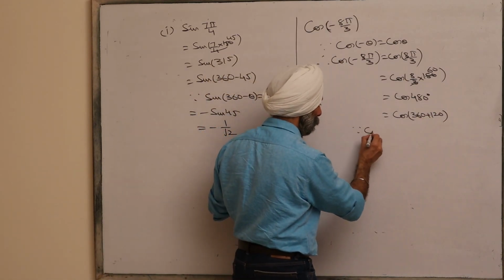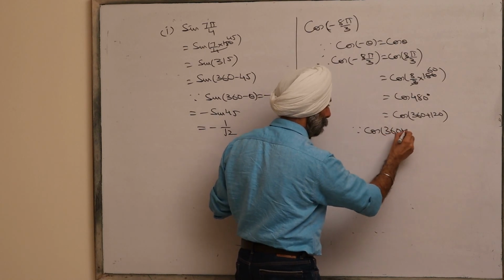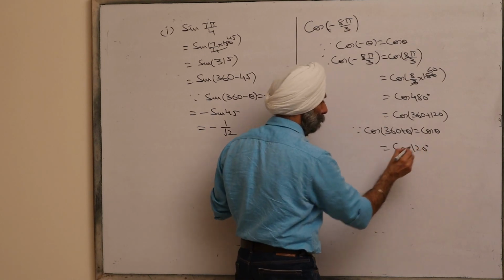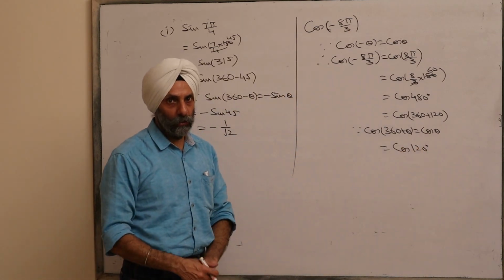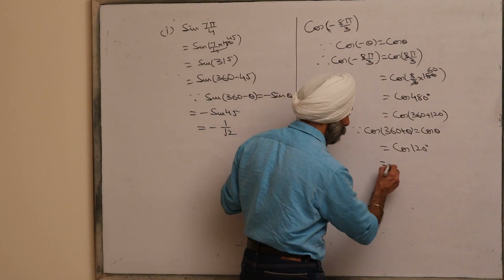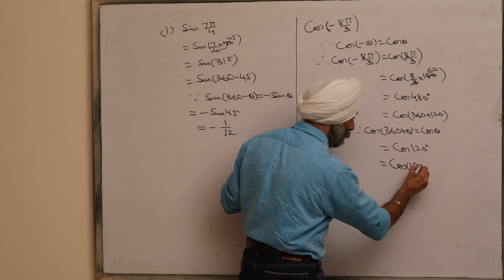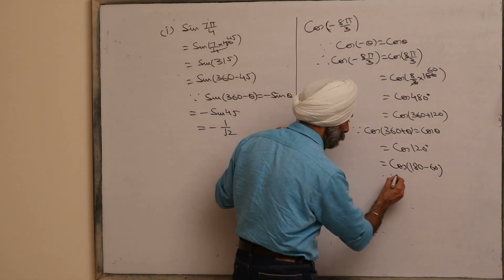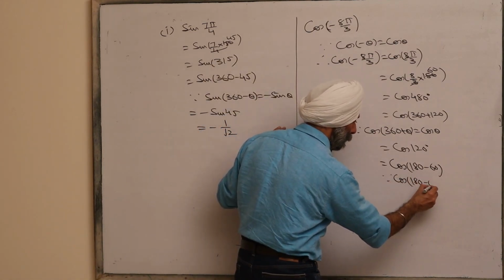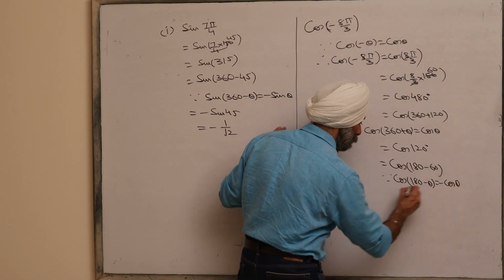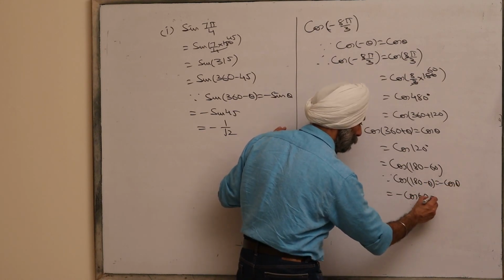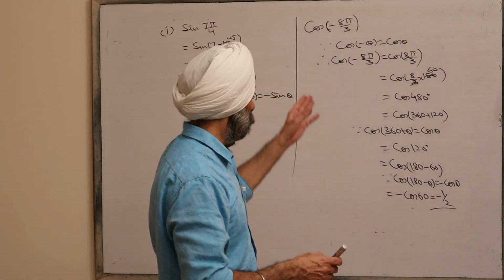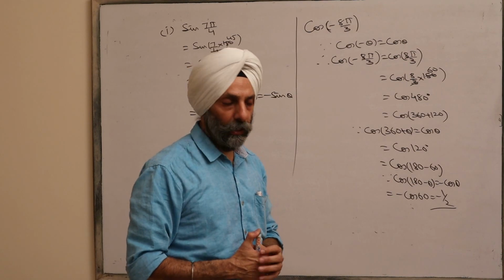Now because cos 360 plus theta is cos theta, therefore this is cos of 120 degrees. Now how to get the value of cos 120? It is cos of 180 minus 60, because cos of 180 minus theta is minus cos theta, it is minus cos 60, it is minus half. So this way you can get the value of cos of minus 8 pi by 3 here.